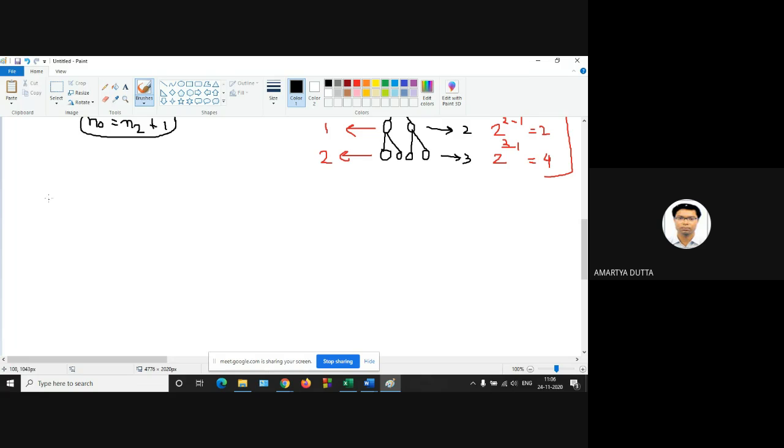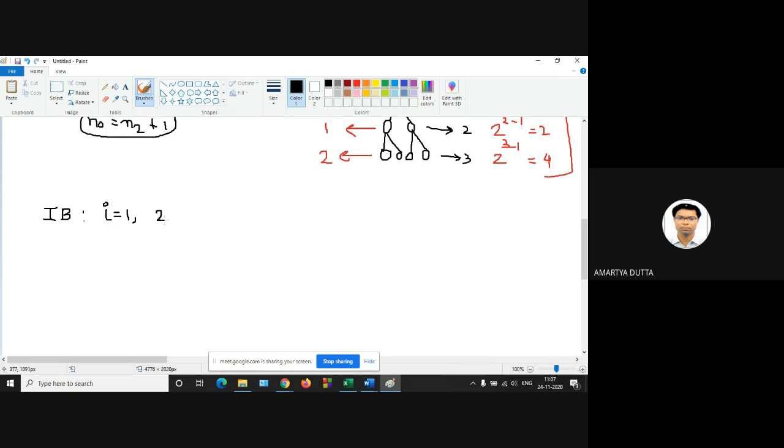What is the first step? Induction base. What is the induction base? This is the base case, that is your very starting step. What will be the value of I at the base case? One. So at the base case, I is equal to 1.